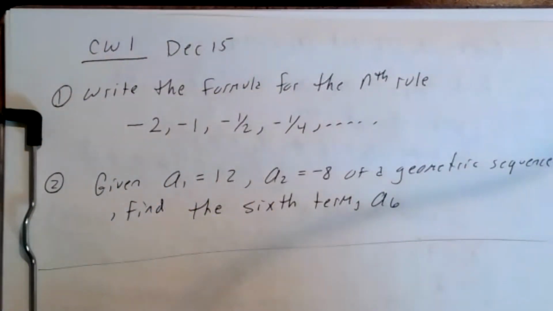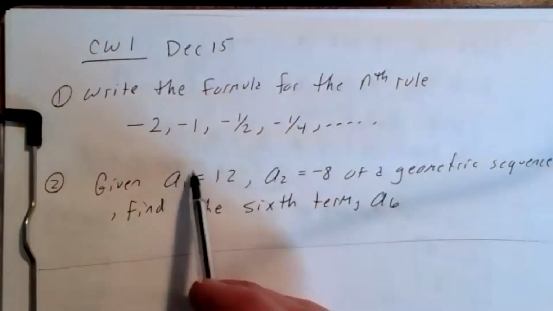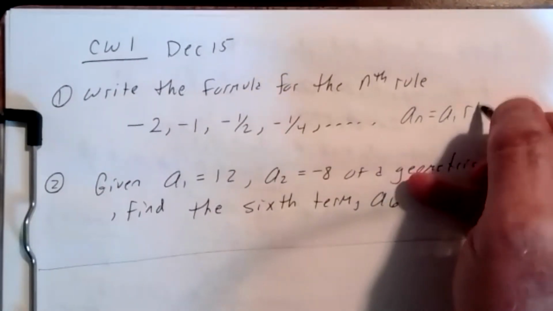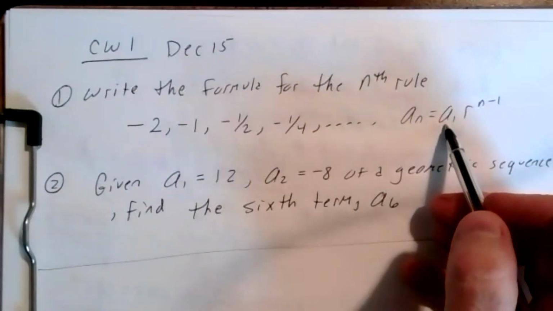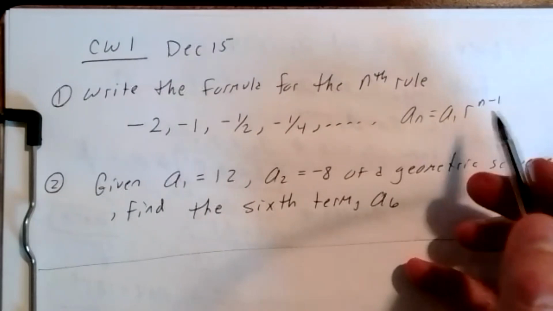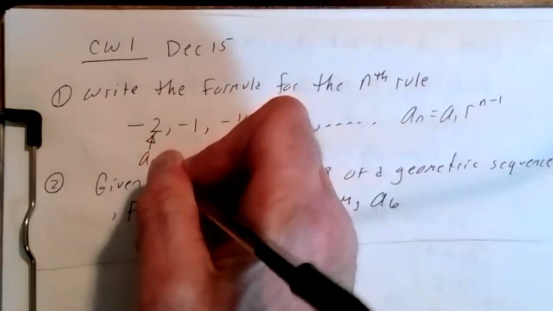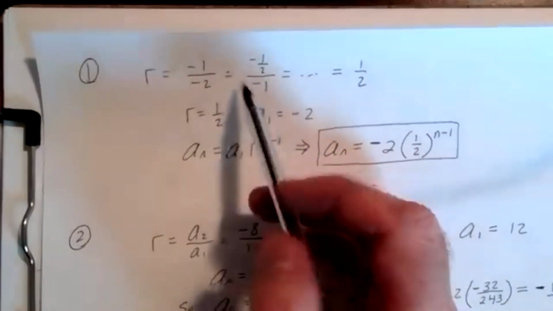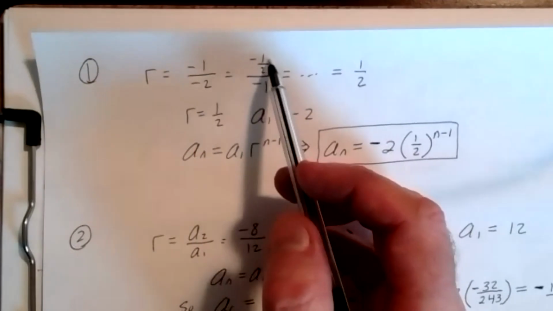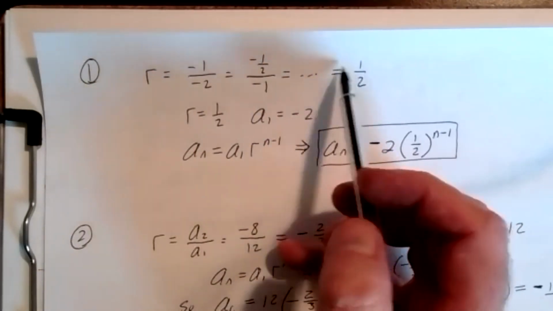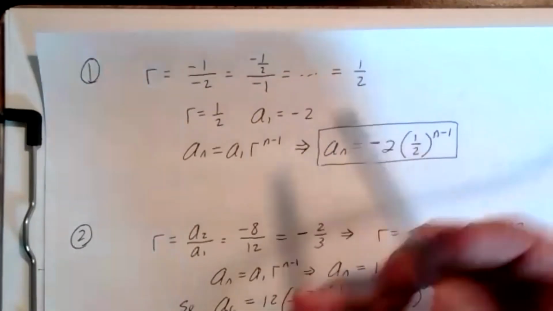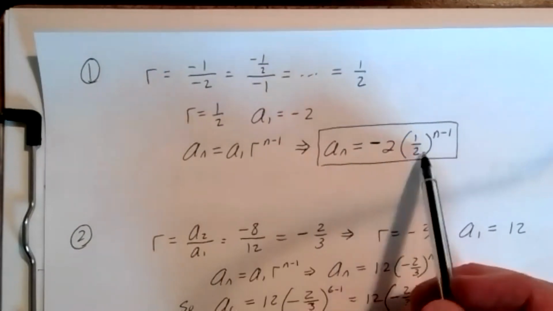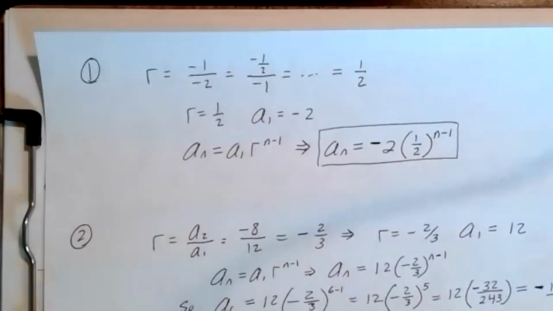All right, problem number one, they give you a geometric sequence. You want to find the nth rule, and this is your nth rule in general for any geometric sequence. We need to know the first term. We need to know the common ratio. The first term would be -2. Common ratio would have to be what? -1 divided by 2, or -1/2 divided by -1, or any term divided by the previous term, which would be 1/2. Then we just write our nth rule. Okay, the nth rule of that geometric sequence would be this right here. Anybody get that correct?